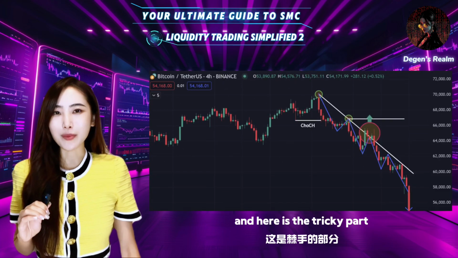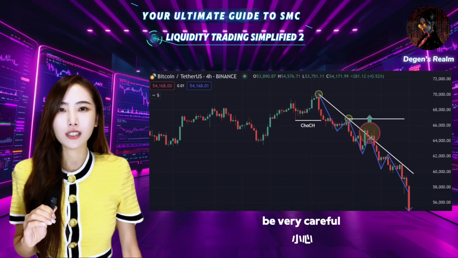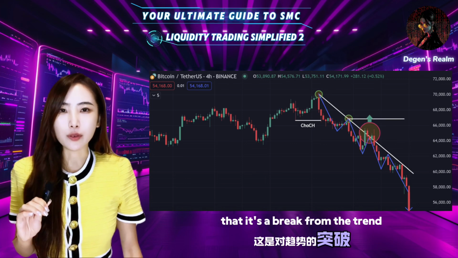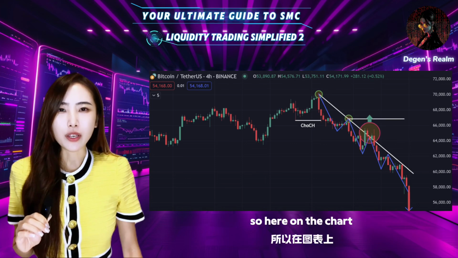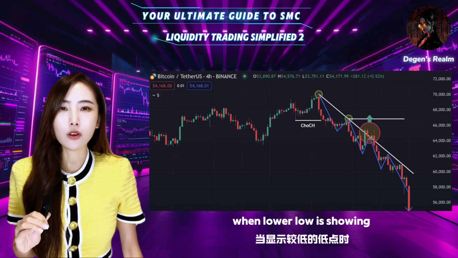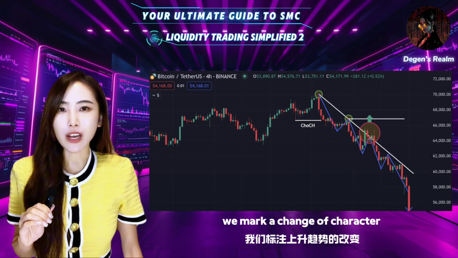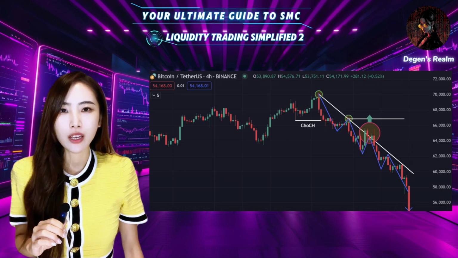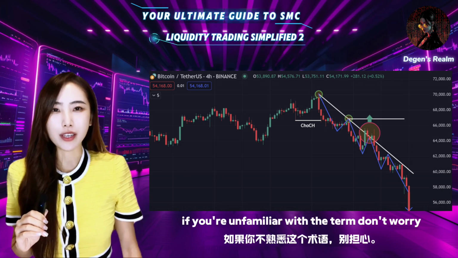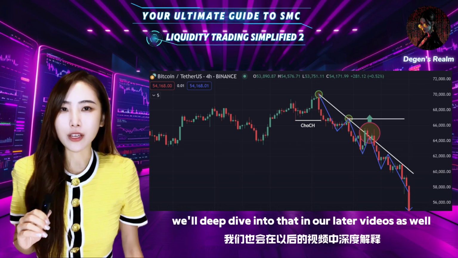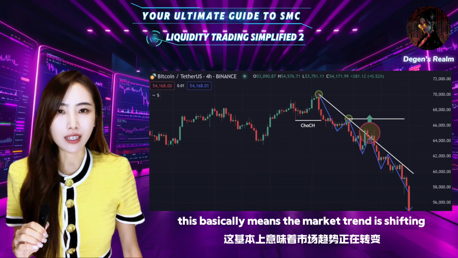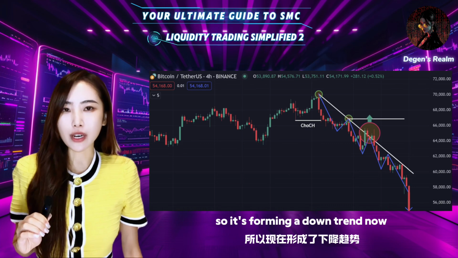And here is the tricky part. Be very careful. A break from the trend line doesn't necessarily mean that it's a break from the trend. So here on the chart, when a lower low is showing, we mark a change of character in the graph, which is indicated by the CHOCH. If you're unfamiliar with the term, don't worry. We'll deep dive into that in our later videos as well. This basically means the market trend is shifting. So it's forming a downtrend now.